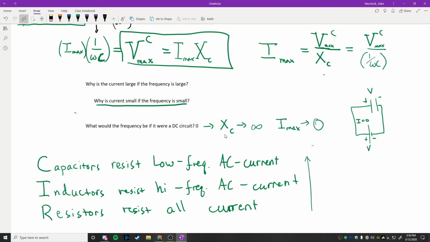Does this idea make sense to you as to what these things are doing? You've got your capacitors, you've got your inductors, you've got your resistors. They each do different things. The capacitors resist the low frequency current, the inductors resist the high frequency current, and resistors resist all current. Okay?